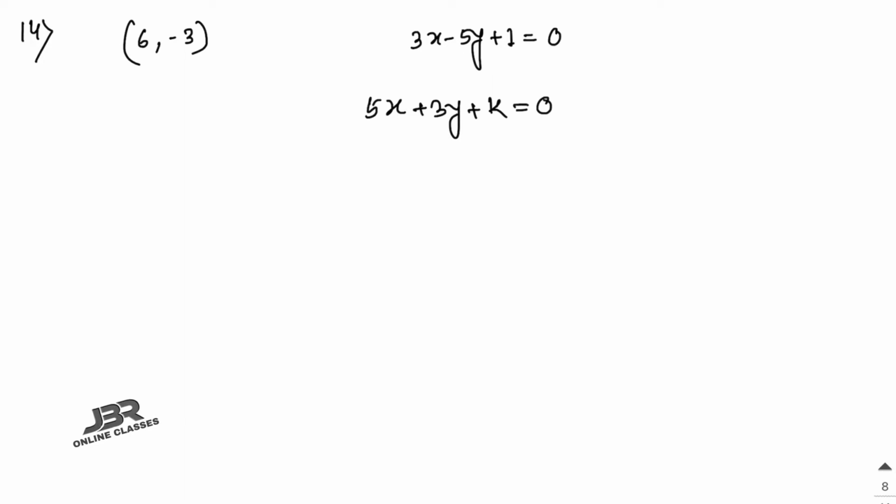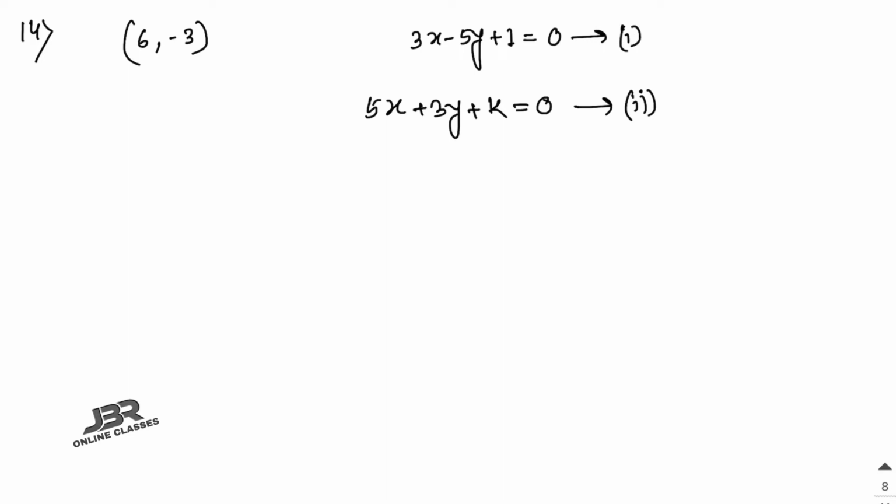Now let's move on to sum number 14. Here in sum number 14, it is given that the vertex is (6, minus 3) and the directrix is 3x minus 5y plus 1 equal to 0. Find the focus and the equation of the parabola. As 3x minus 5y plus 1 is the directrix, the equation of the axis will be 5x plus 3y plus k equal to 0, because you know that the directrix is perpendicular to the axis. So this is equation number 2, and put the directrix as equation number 1.